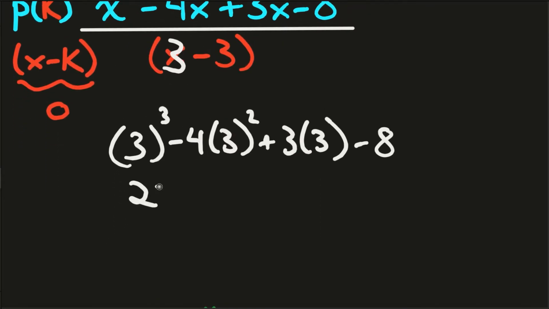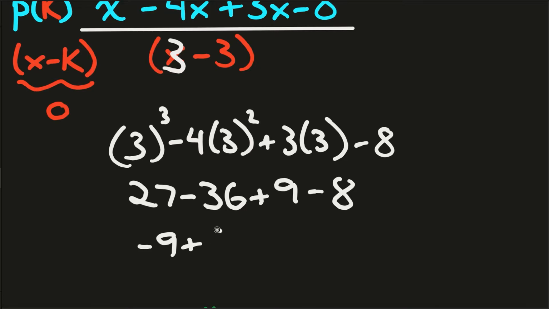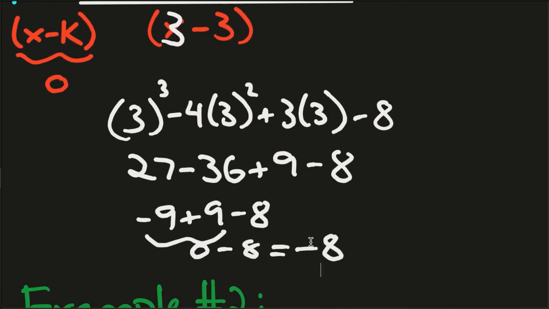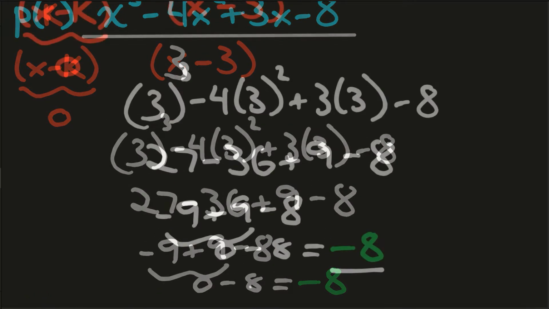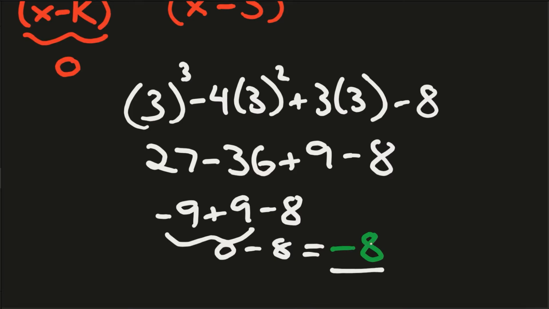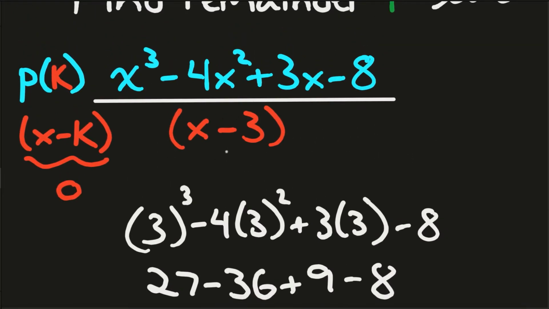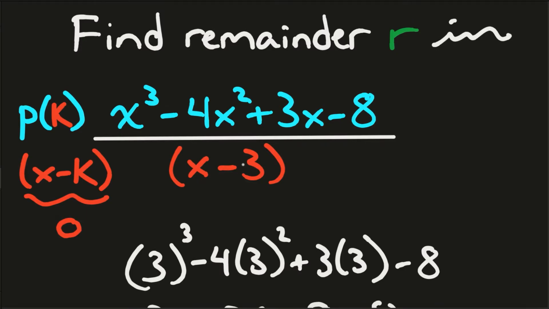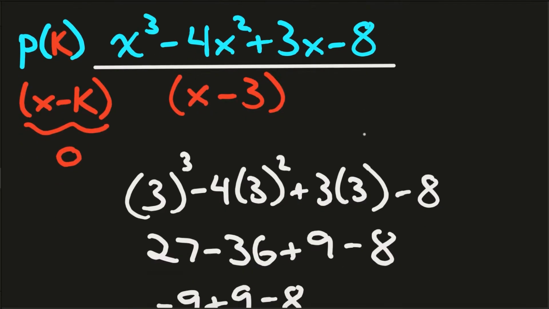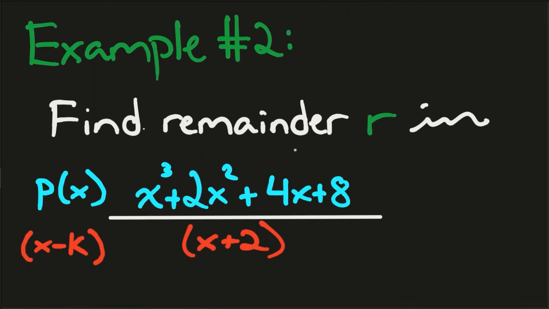So let's go ahead and evaluate this. 27 minus 4 times 9, that would be 36, plus 9, minus 8. This would be negative 9 plus 9 minus 8, and this is simply 0 minus 8, which is negative 8. In this example, our remainder, which we call r, is negative 8. Our remainder is equal to negative 8 and not 0. This means that the linear factor x minus 3 does not factor out of this polynomial perfectly, as we have this remainder.